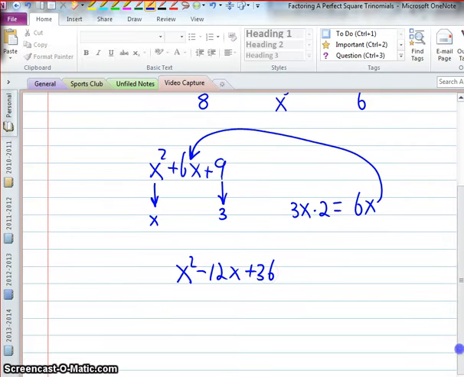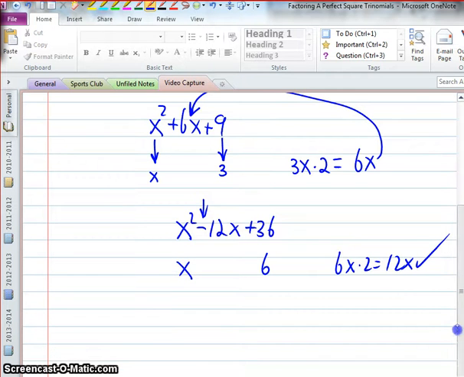Take this one. Square root of x squared is x. Square root of 36 is 6. That's 6x times 2 is 12x. Don't worry about whether this is positive or negative. That's a perfect square trinomial. And the interesting thing about perfect square trinomials is that they factor into a single binomial squared.